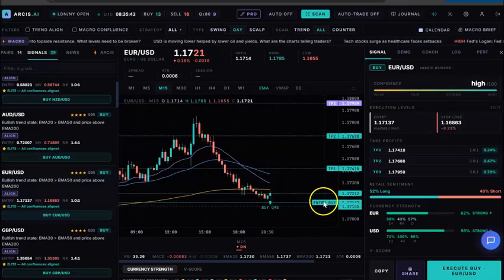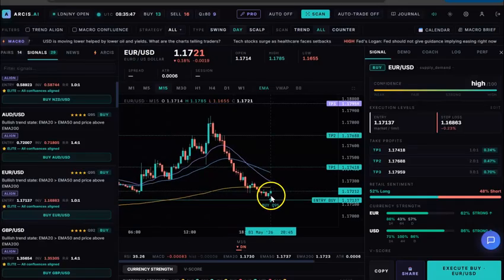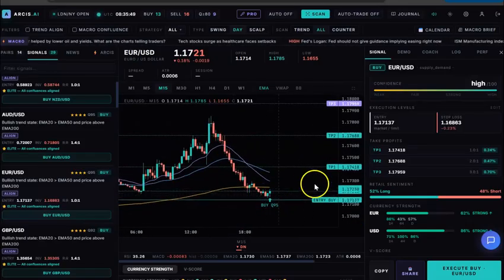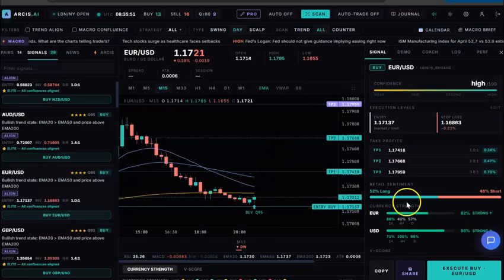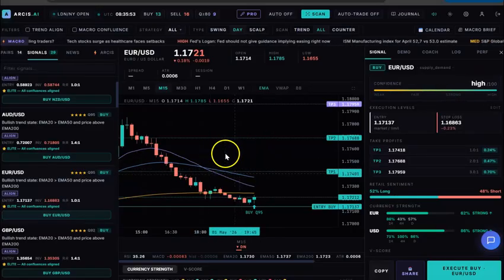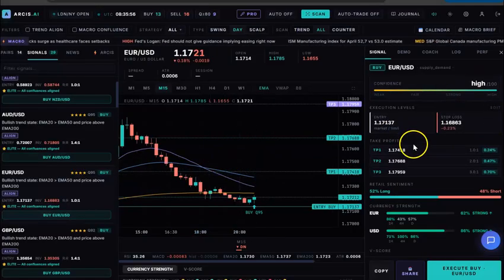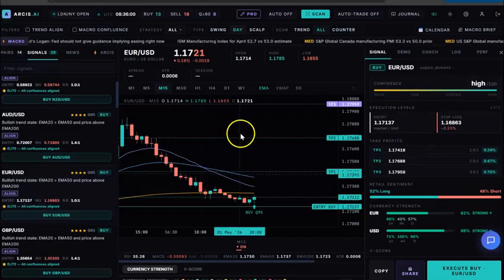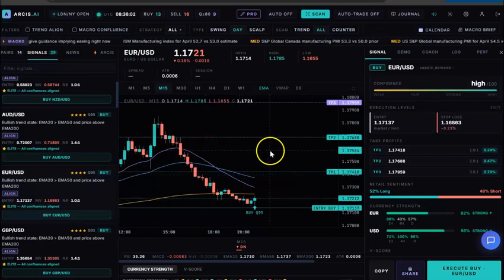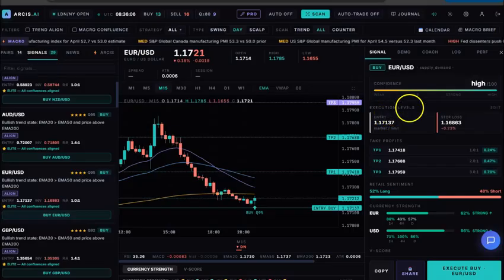This was the entry here, 117, 140. Nearly got down to it, but not quite. Again, this would have been a Friday afternoon setup, so you wouldn't want to be really trading Friday afternoon, especially in the US session when the market's liquidity dries up. But you'll see this change on Monday morning.